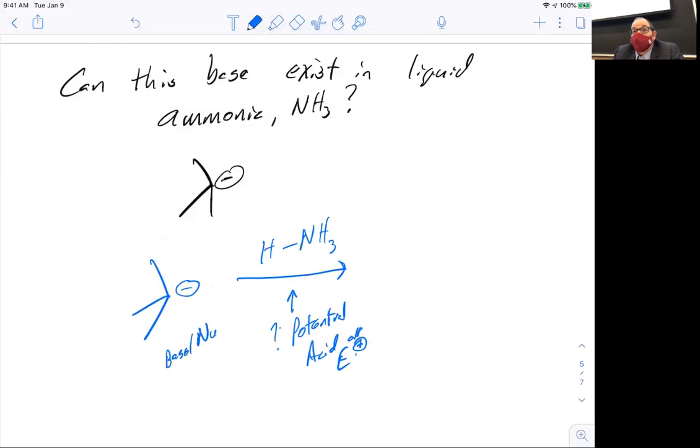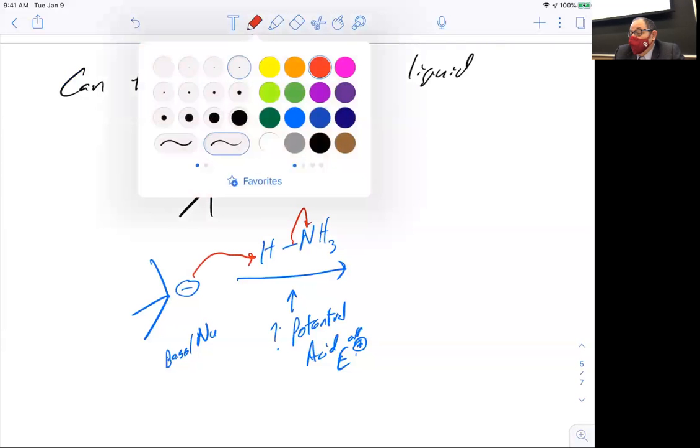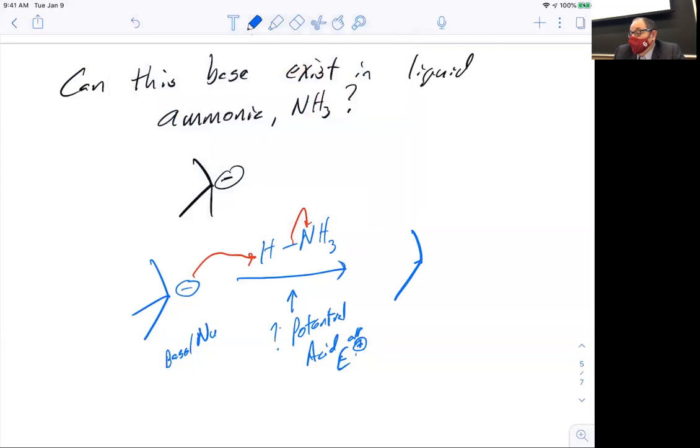Well, it's got an available proton, so therefore it is potentially an acid. So that reaction would be base pulling proton. Oops, correct that, that should have been a 2.